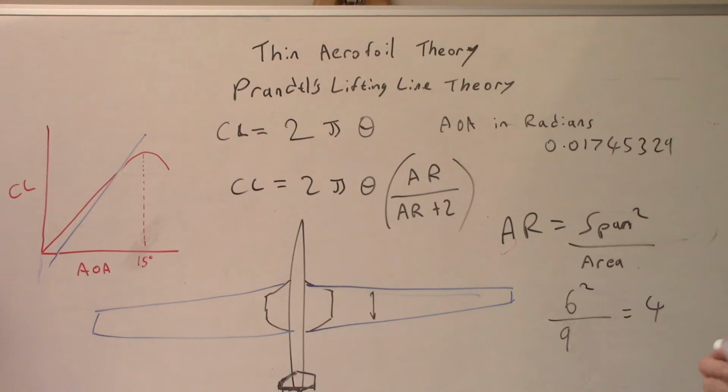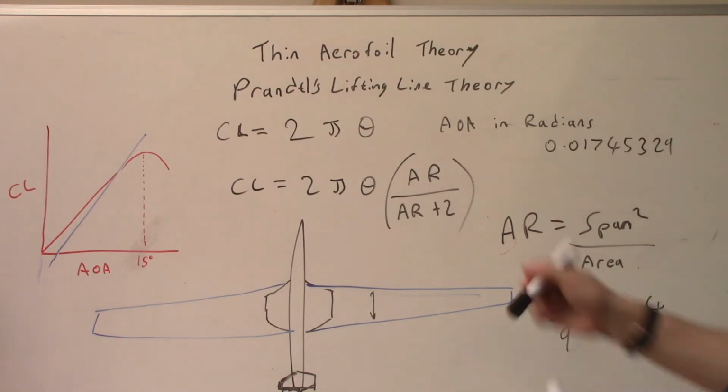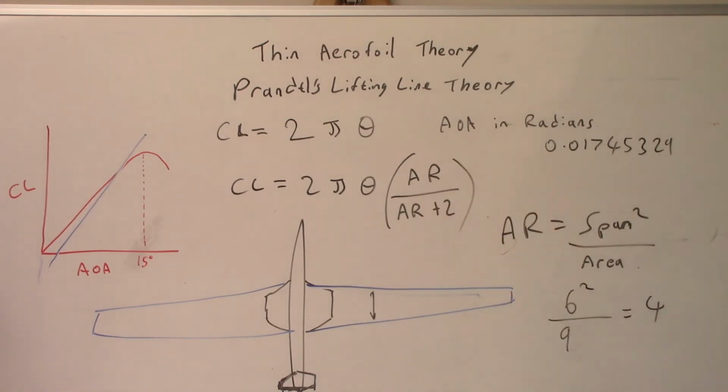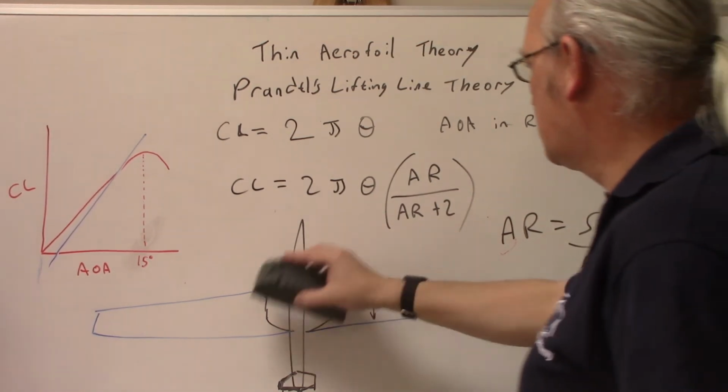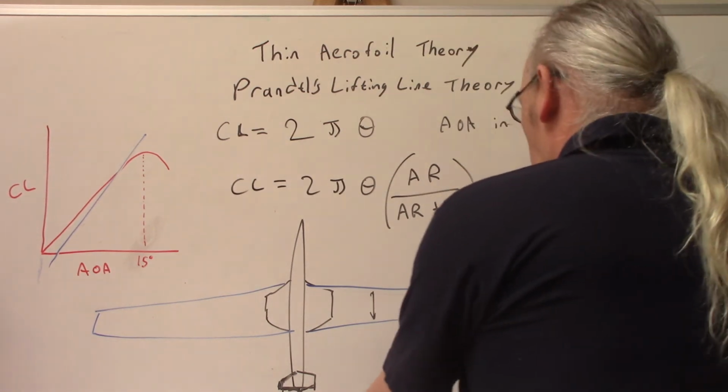Okay, so again, if you put this in there, 4 over 4 plus 2, this is always going to be a number less than 1. So this is going to be a factor less than 1. I'll leave that aspect ratio up there, and that's what aspect ratio is.